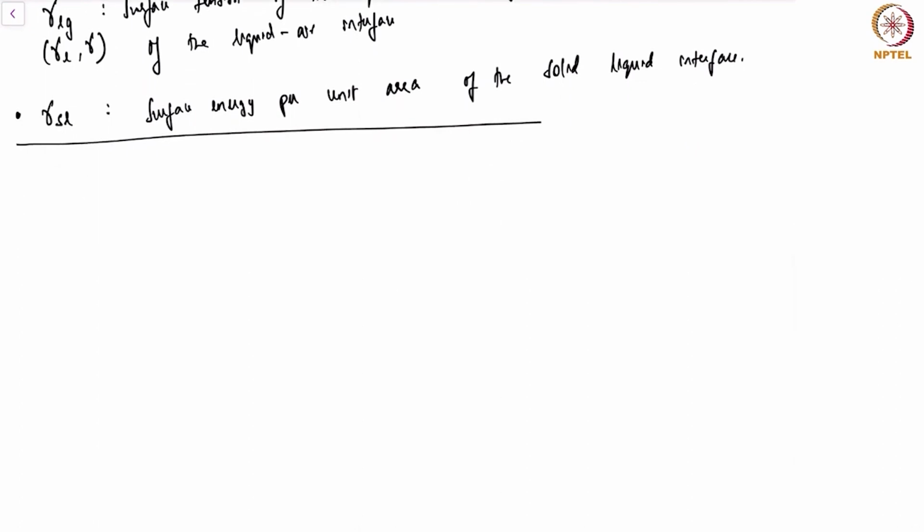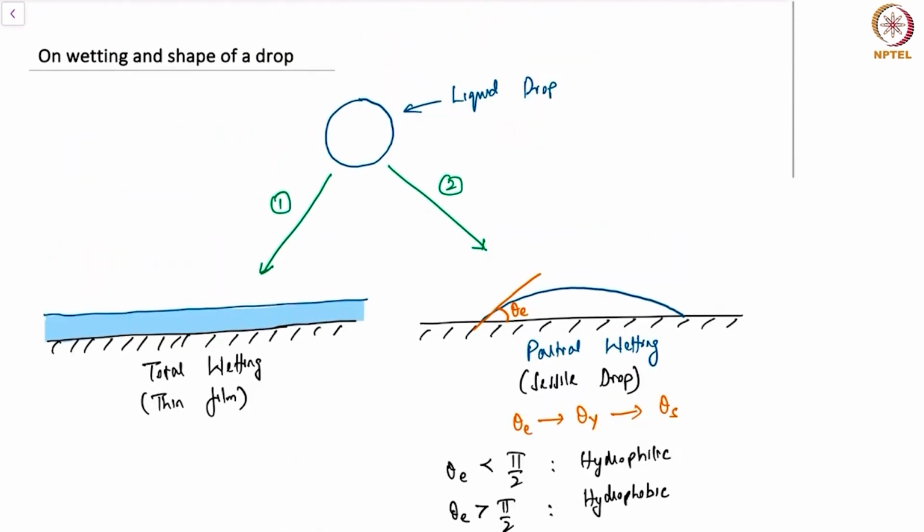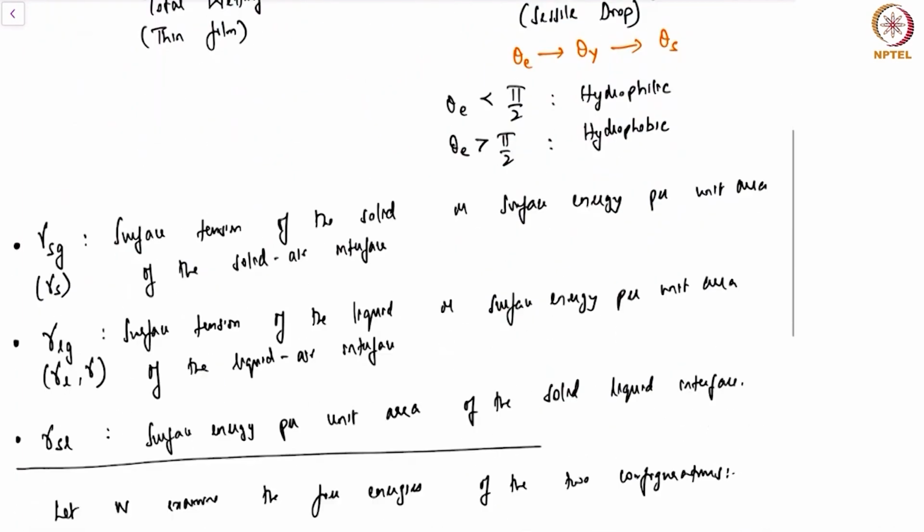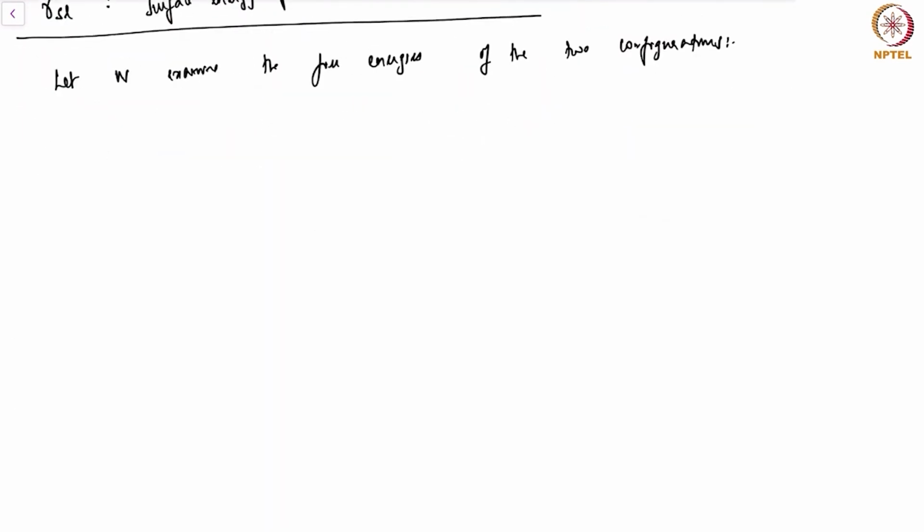Now what we will do is, having defined these three surface energies, now we can define a new parameter called the spreading parameter. Okay, so how do we do this? We say, let us first examine the free energies of the two configurations. Okay, so we have two configurations, 1 and 2, and we want to determine the free energies of these configurations.